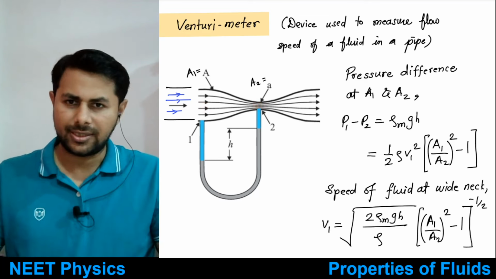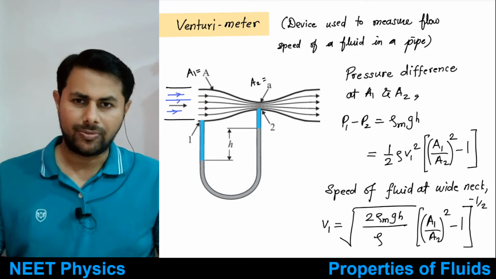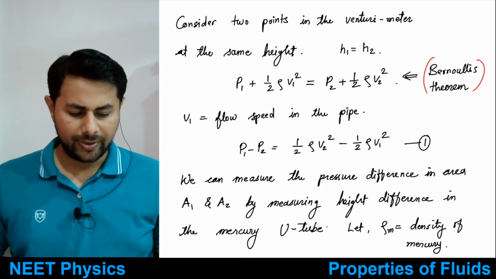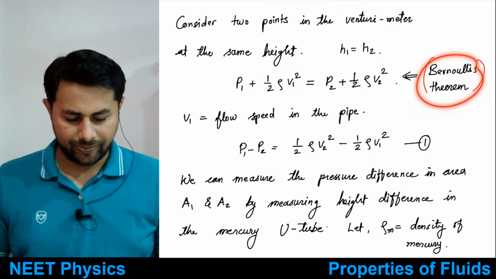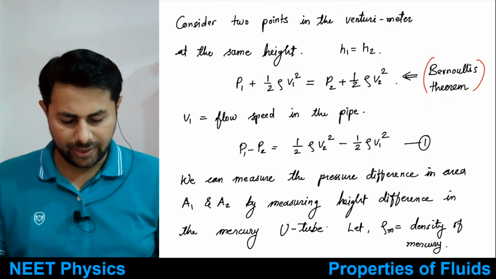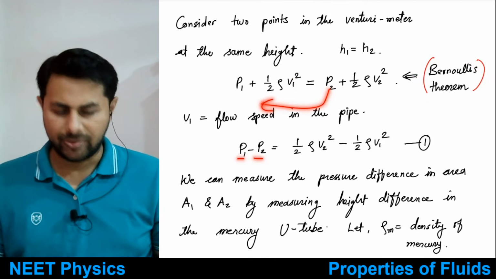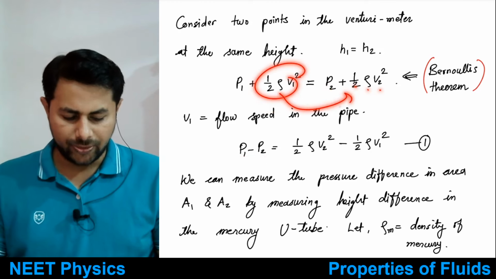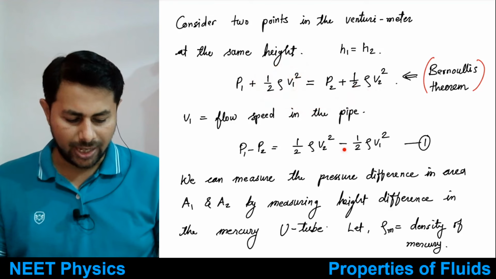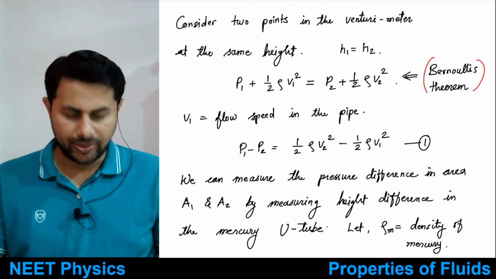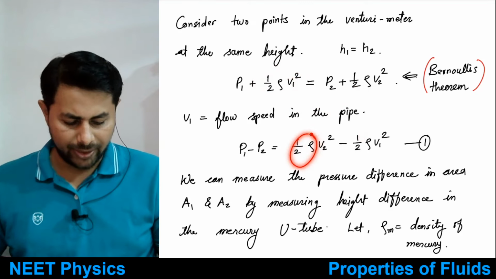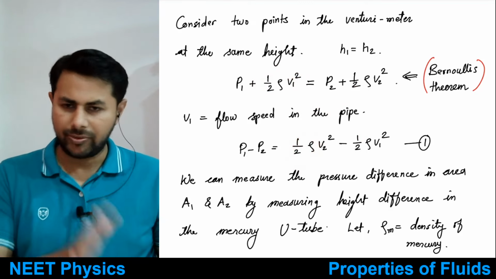Why? Because height is the same, so potential energy per unit volume is equal, right? So P1 plus half of rho into V1 square is equal to P2 plus half rho into V2 square. This is from Bernoulli's theorem, right? Then you can move P2 to this side, so you get P1 minus P2 is equal to half of rho into V2 square, and then you move this thing also to the other side, so it is half of rho times V1 square. You can take half rho common here, so you get V2 square minus V1 square.